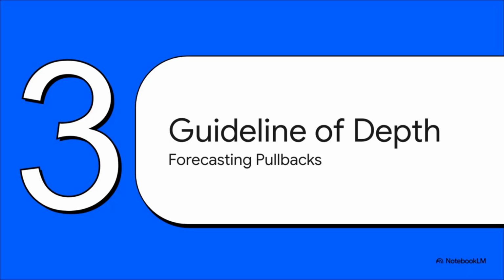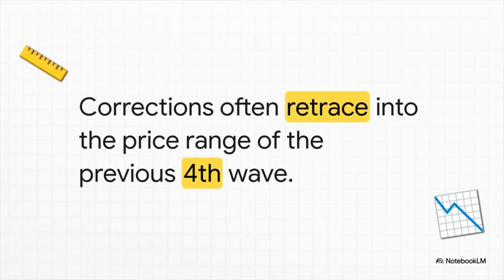Moving right along to section 3, the guideline of depth. Pay attention here because this is your absolute secret weapon. It's called the guideline of depth. Elliott Wave theory states that pullbacks very frequently bottom out in the exact price territory that was established by the preceding 4th wave. Now, to be clear, this doesn't necessarily mean it's going to perfectly tap the absolute rock bottom of that previous 4th wave. Rather, it's going to reach somewhere into the span or the general territory established by it.